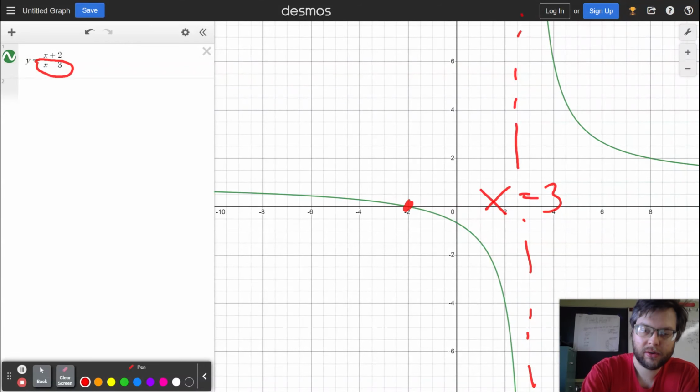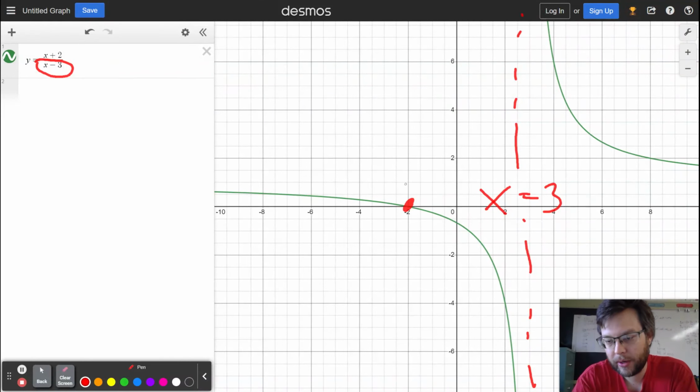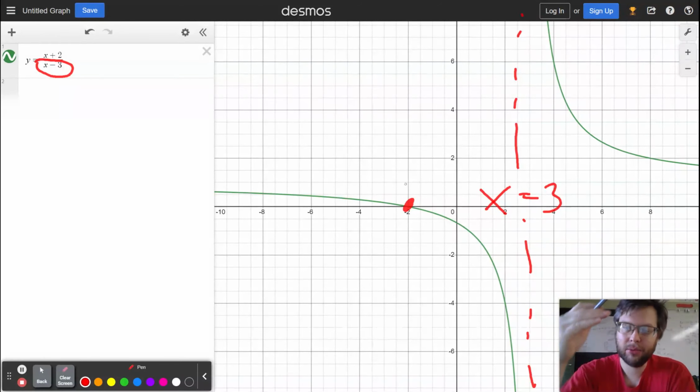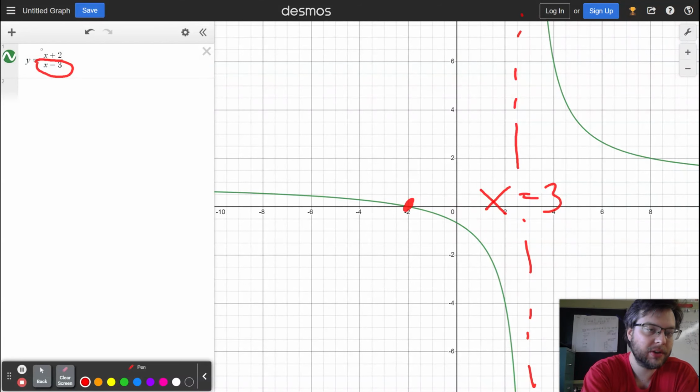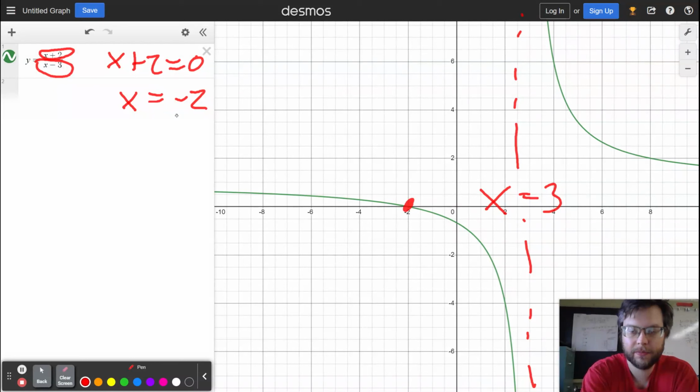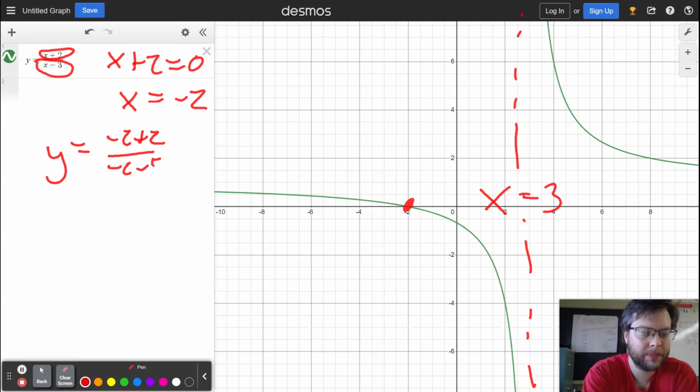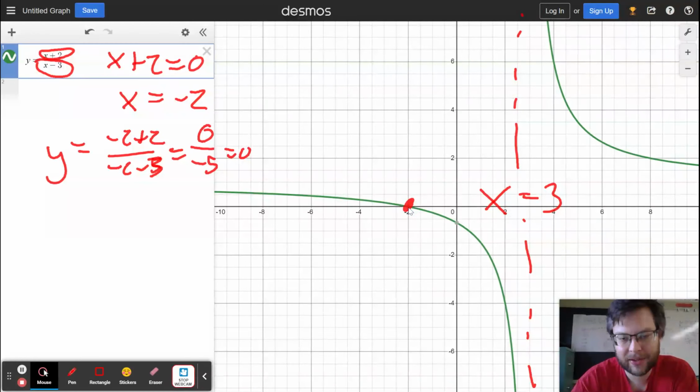But we also have now an x-intercept. Before, we could never reach 0 because the top was 1. You could never do 1 divided by a number to equal 0. But if your top number is x plus 2, you can make x plus 2 equal 0. And that happens if x equals negative 2. And that means that if you plugged in negative 2 to your entire function, look what happens. Oops, negative 2. For both my x's, I get 0 over negative 5. That's a 0. That's why I have an x-intercept here at negative 2 comma 0.